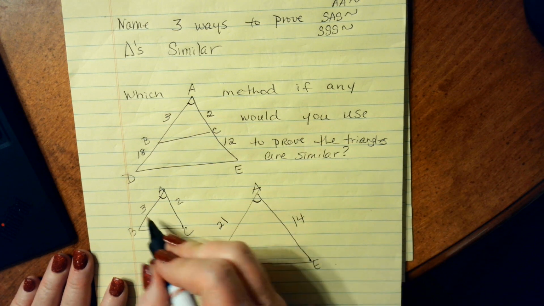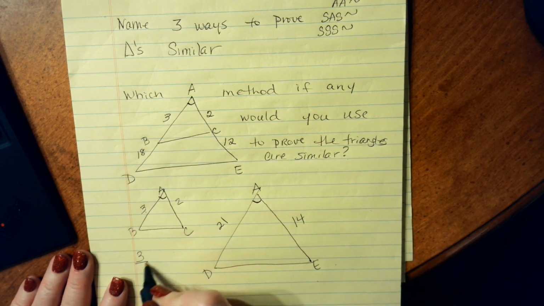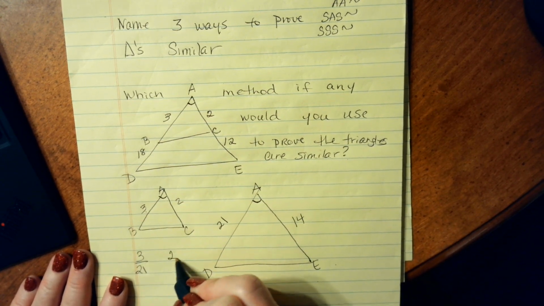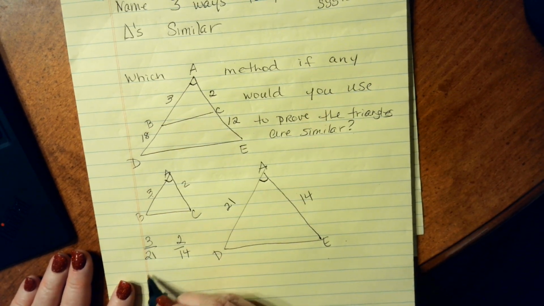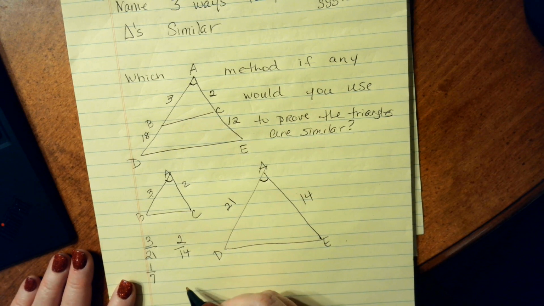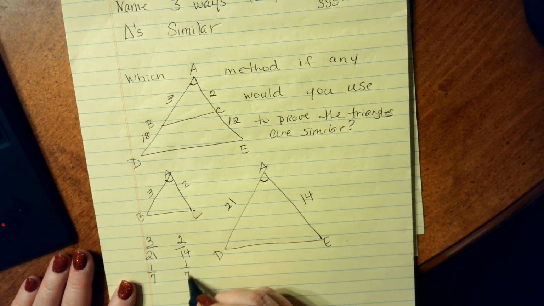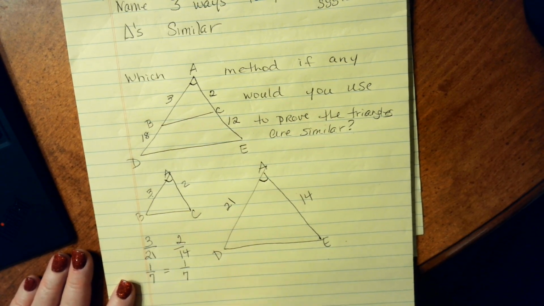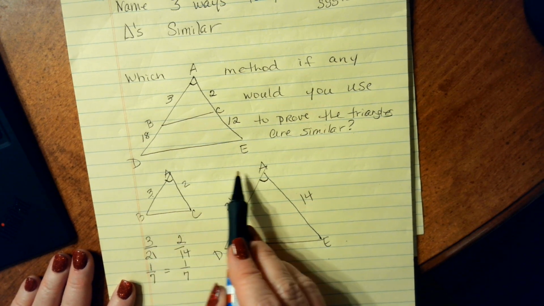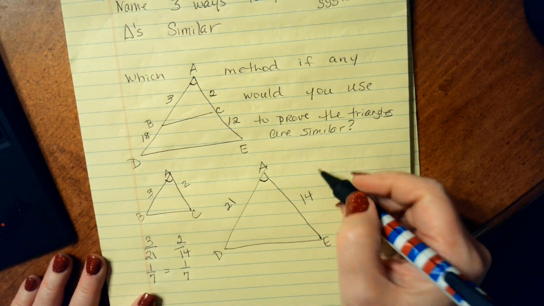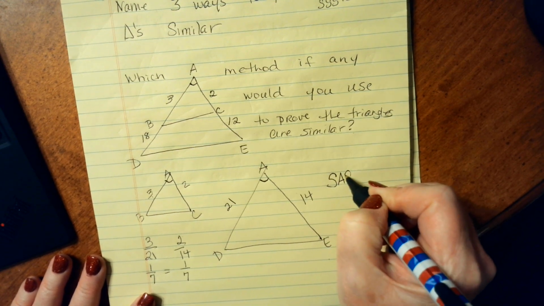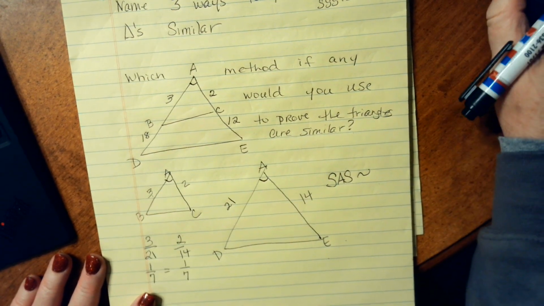Now set up your ratios: 3 to 21, 2 to 14. Check to see if they're proportional. If you simplify this one, you get 1 over 7. You simplify this one, you get 1 over 7. So since the sides are proportional and that angle is a shared angle, or it's used twice, what you have going on here is side-angle-side similarity.